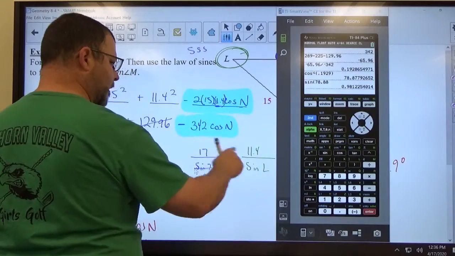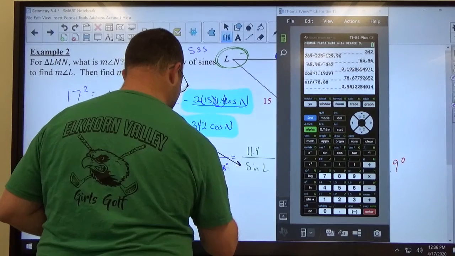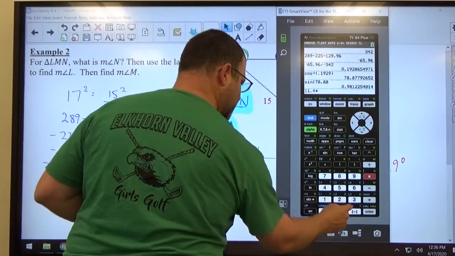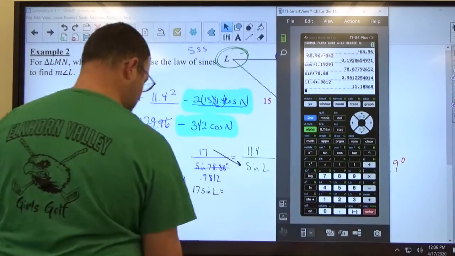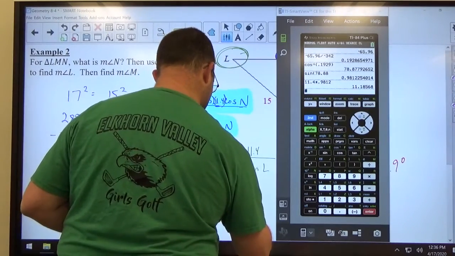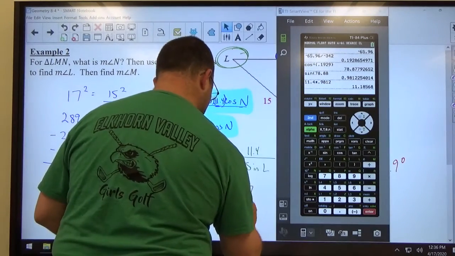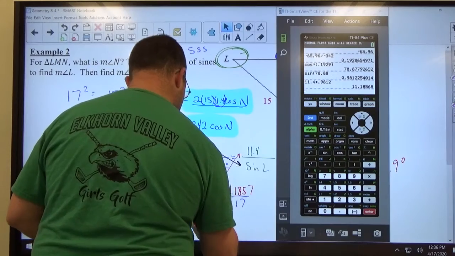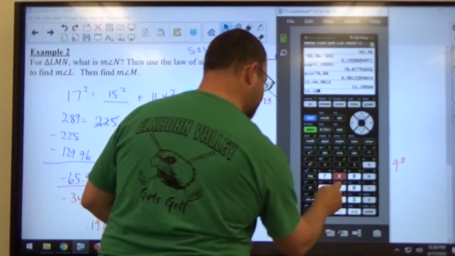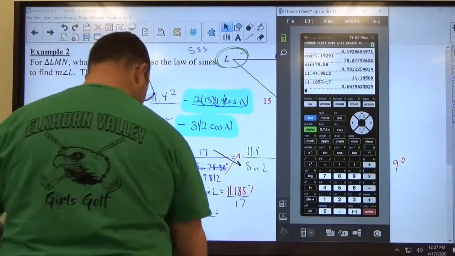I'm going to cross multiply here. So this product, 17 times sine of L, should equal 11.4 times 0.9812. That's just this product here. That's 11.1857, which means divide both sides by 17. Sine of L comes out to 11.1857 divided by 17, 0.6580.